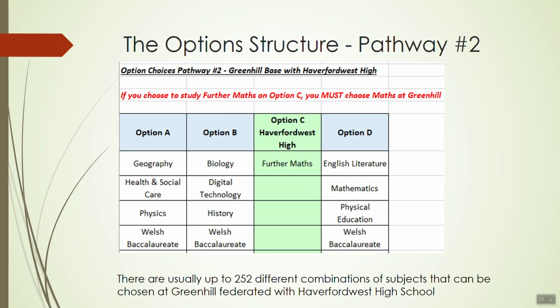Now I state there that there are usually up to 252 combinations when we bring in the Haverfordwest High choices, and that's certainly the case, but at the moment, as I mentioned earlier, we don't yet know what other subjects Haverfordwest High will be offering. As soon as I do know, I will share that with Year 11 students.